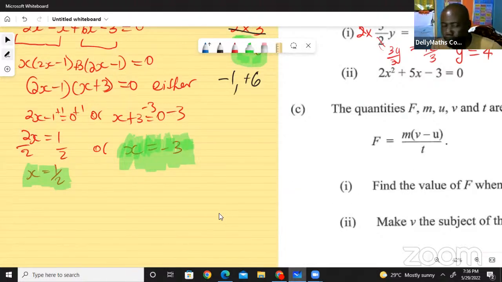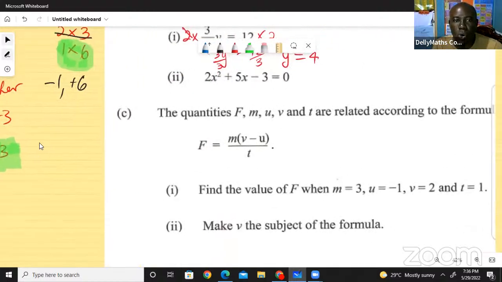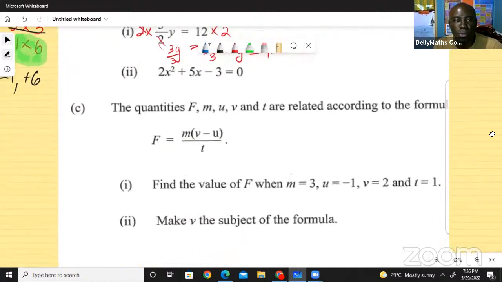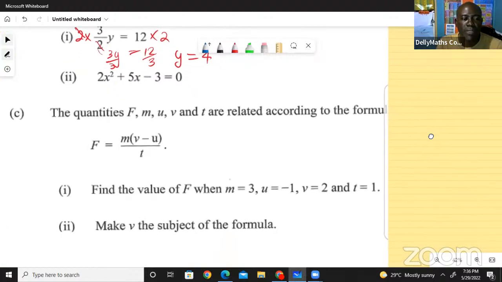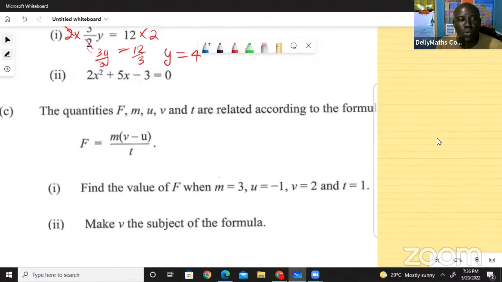All right, let us go to this one that says the quantities F, M, U, V, and T are related by a formula. And here is the formula. Find the value of F when M equals 3, U equals -1, V is equal to 2, and T is equal to 1. So we're going to substitute.